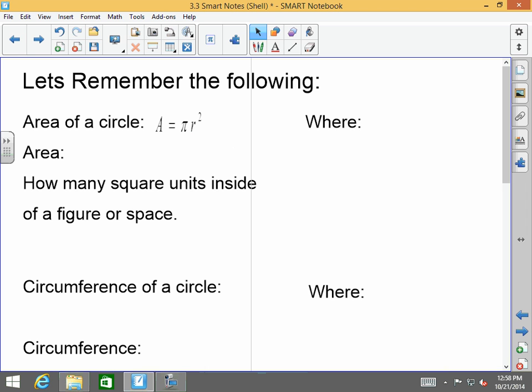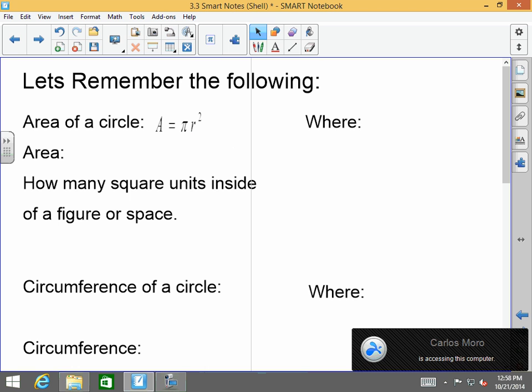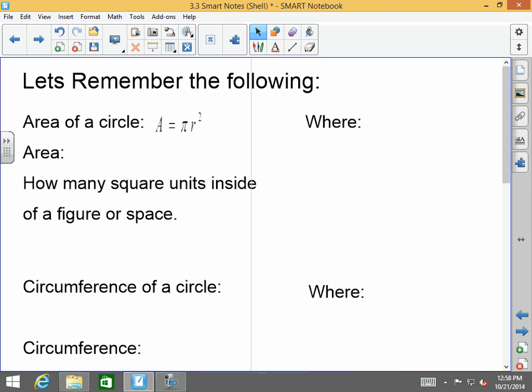I'm sure you've heard your parents talking to their friends, and they ask, oh, how big is your house? What's the square footage? And they say, oh, it's 1,800 square feet. That literally means that you could put 1,800 1 foot by 1 foot squares inside of that space. If they tell you I have an area that is 17 square centimeters, well, that means literally that there are 17 squares that are 1 centimeter by 1 centimeter within that space or figure. Does that help out, guys, with the whole concept of area? It's how many square units inside of a figure or space.